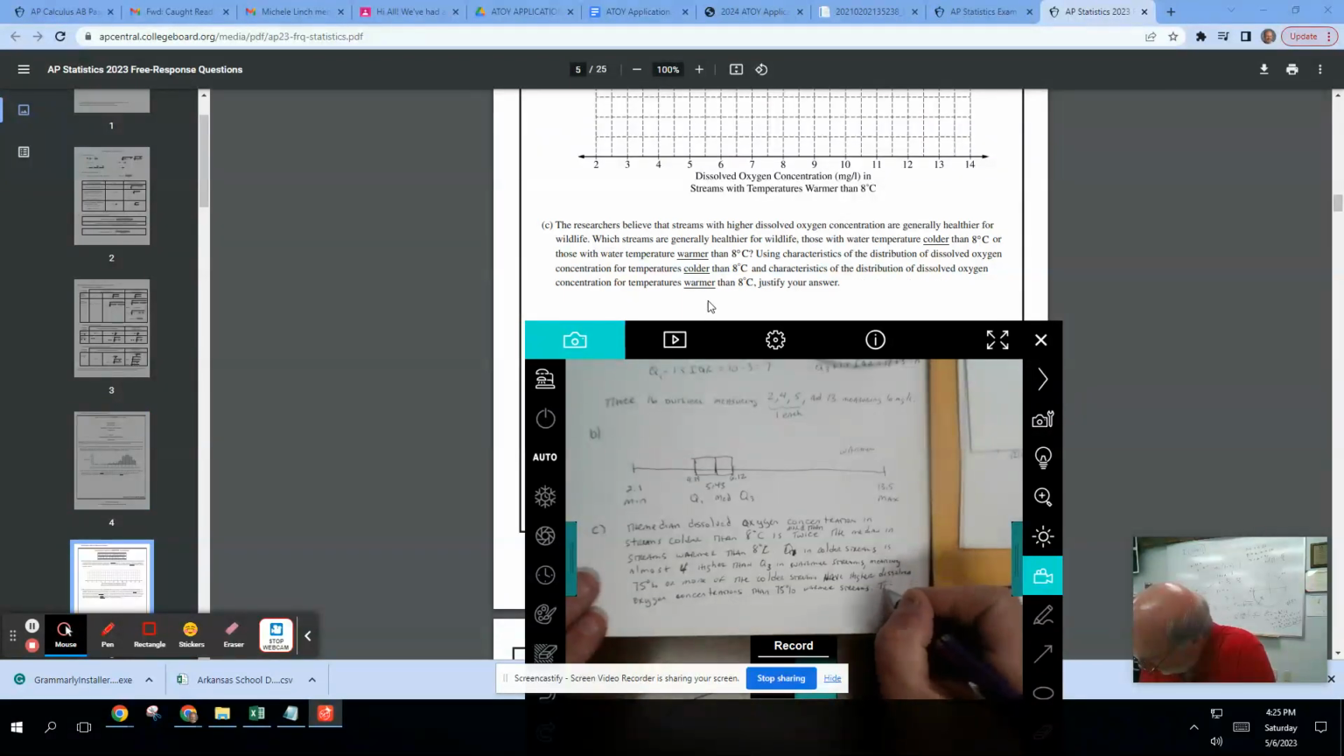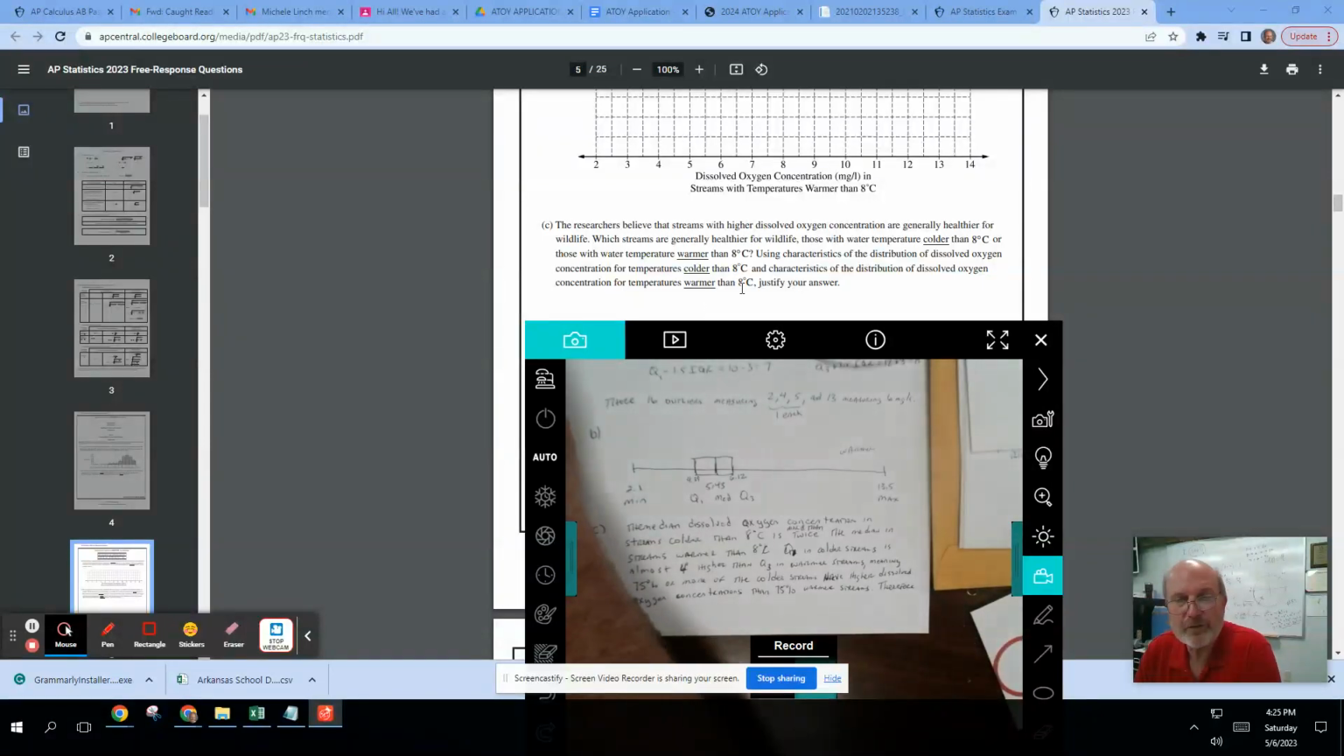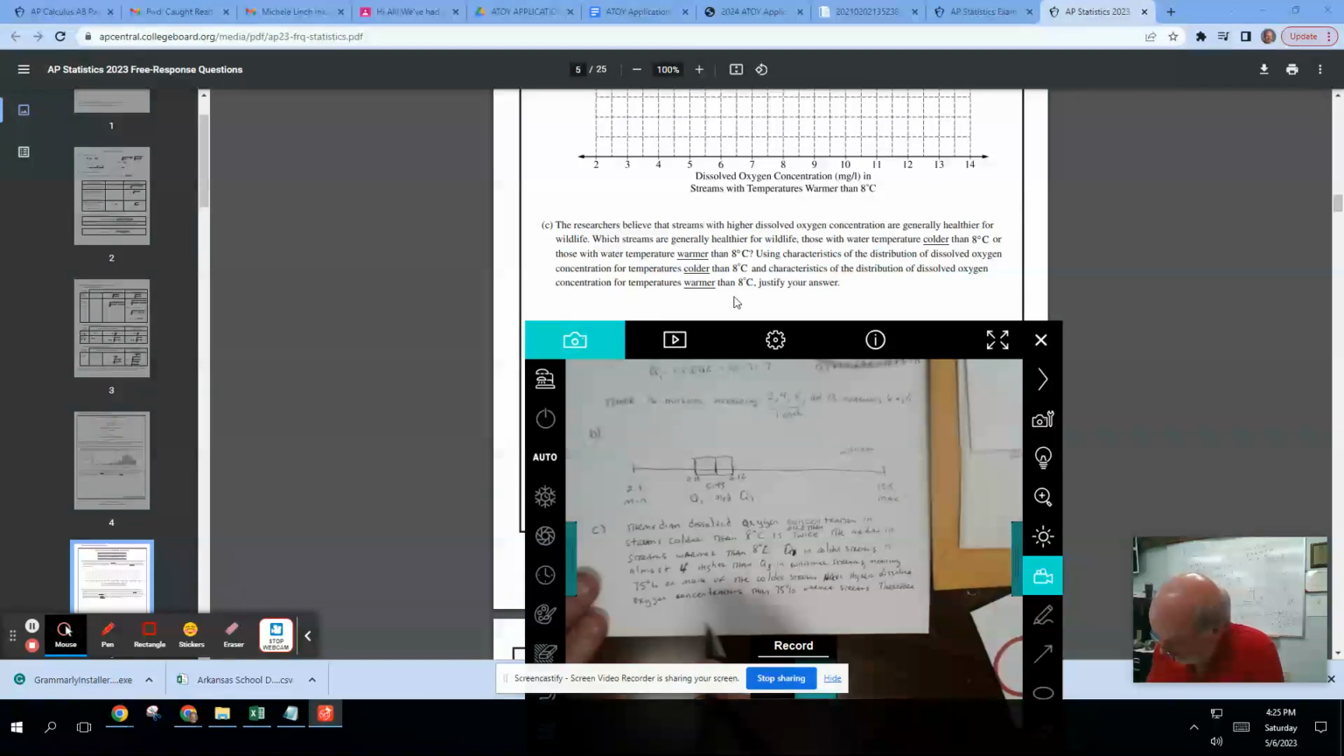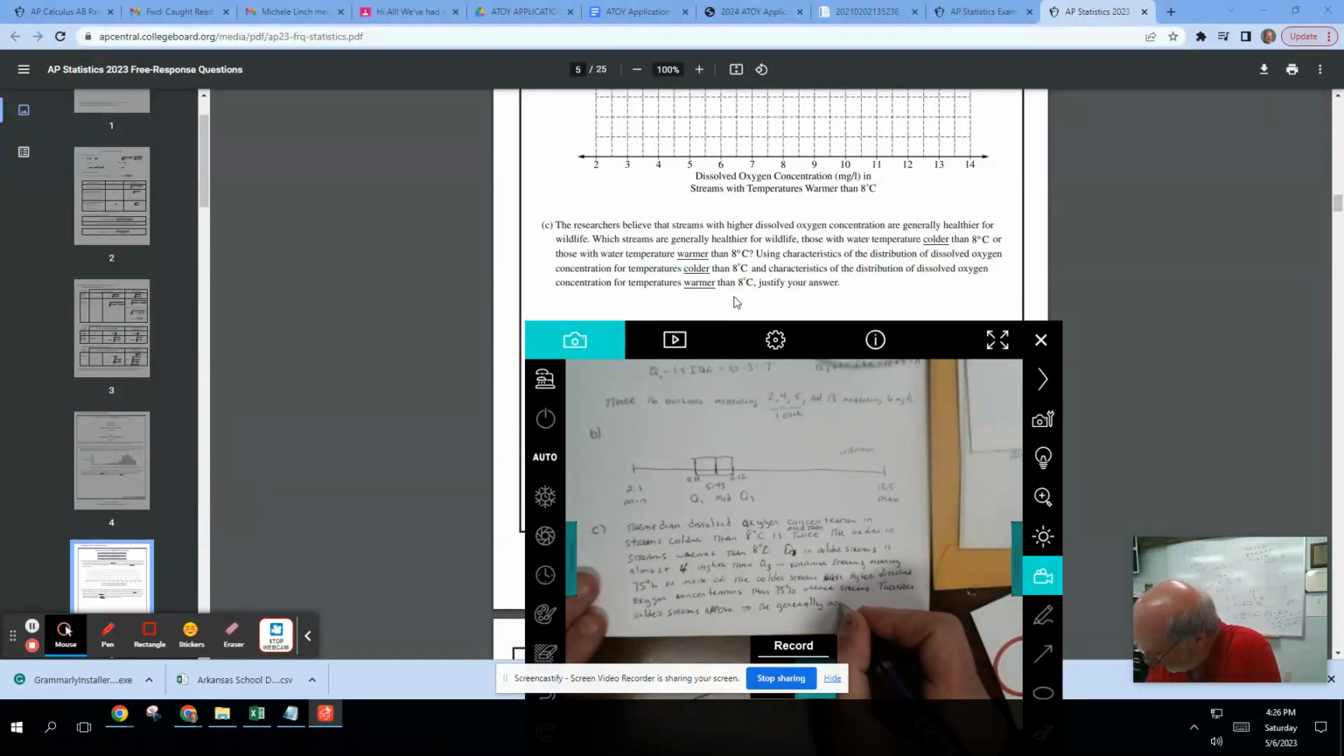Therefore, you need to answer the question. Don't forget to answer the question. Which streams are generally healthier for wildlife? Therefore, colder streams appear to be generally more healthy for wildlife.